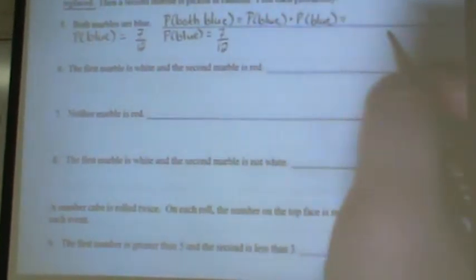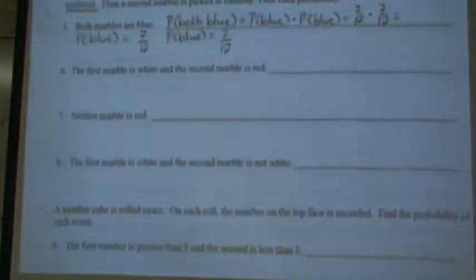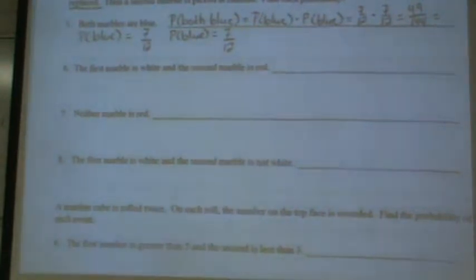So our probability that both are blue equals probability of blue times probability of blue. So that equals our 7/12 times 7/12, which will give us 49/144, which translates to a decimal of 0.340.